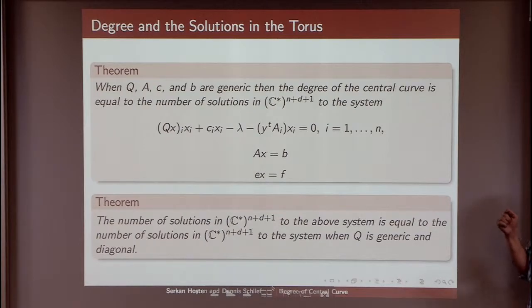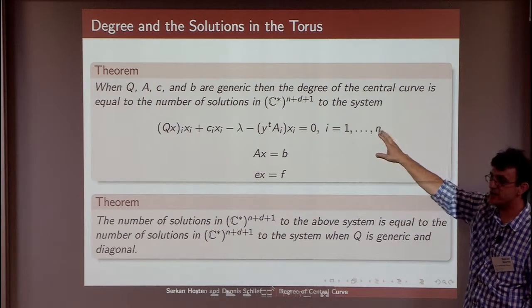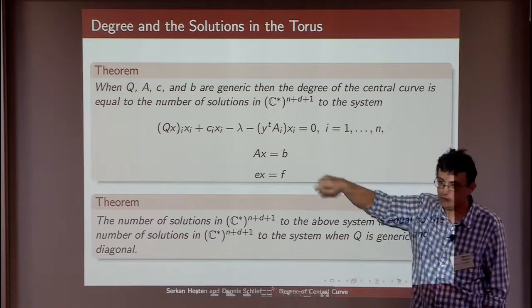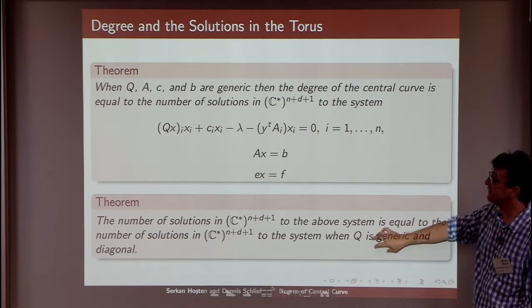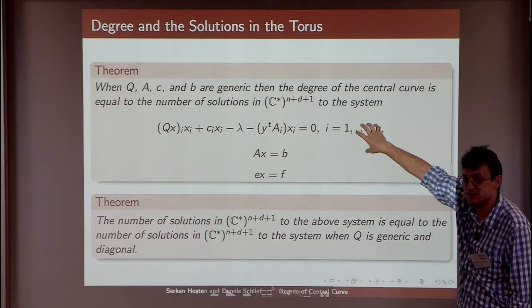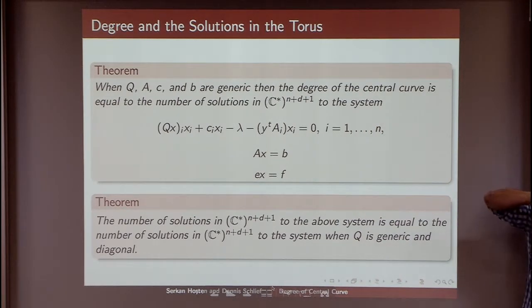It turns out that if you replace everything here, where everything is generic, but Q is a diagonal matrix with generic diagonal entries, then the number of solutions you will get for the corresponding system is the same as the number of solutions you will get for the general system. Now you might say, what's the big deal?